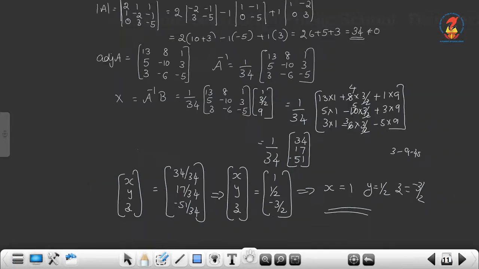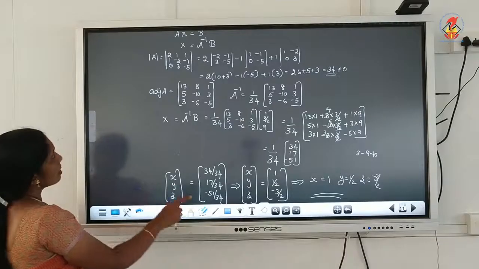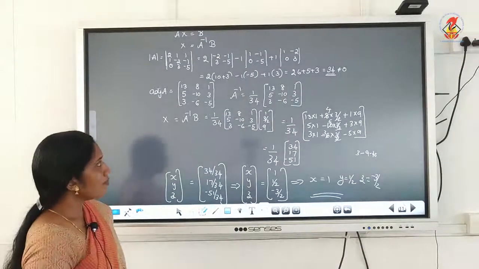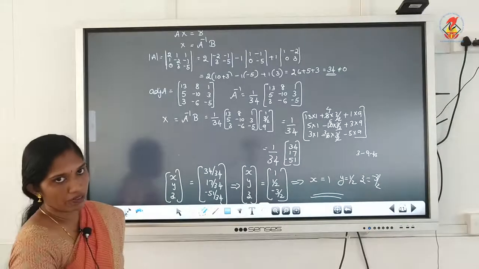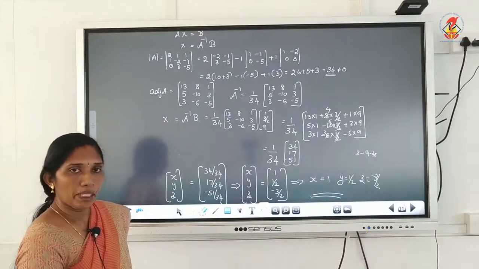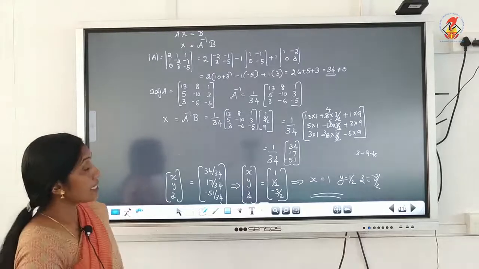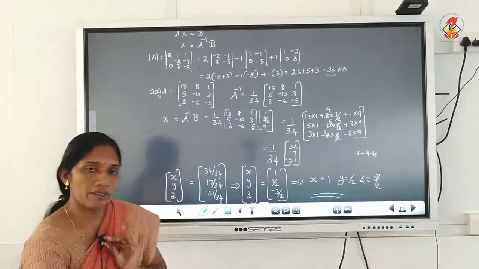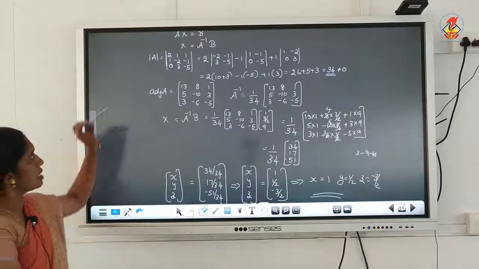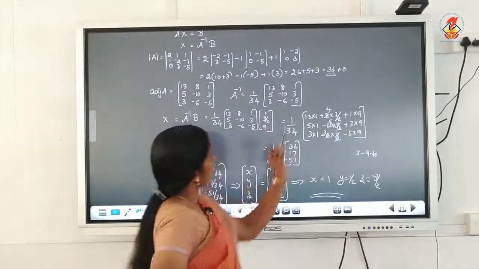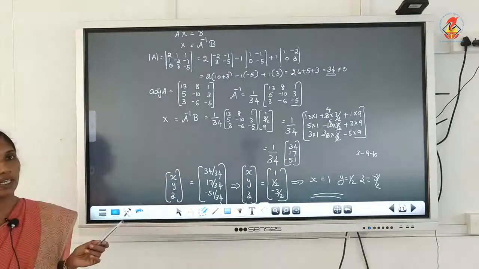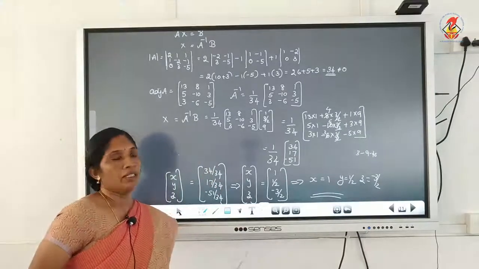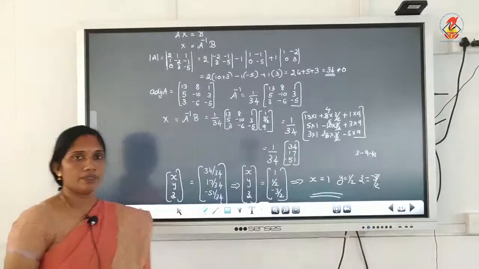You can verify this answer by substituting these in one of the equations. Okay. So first step is you have to find determinant A. It will be not equal to 0. This is a 6-mark question. Very important question. So you will definitely get a unique solution, that is determinant A always not equal to 0. Then find adjoint of A, find A inverse, then x is equal to A inverse into B. You will get the final answer. Okay.